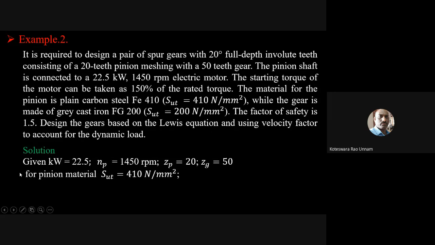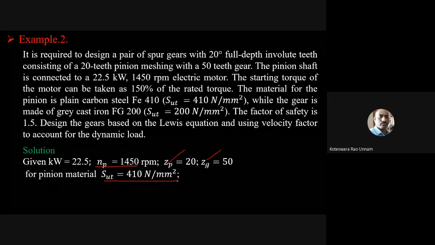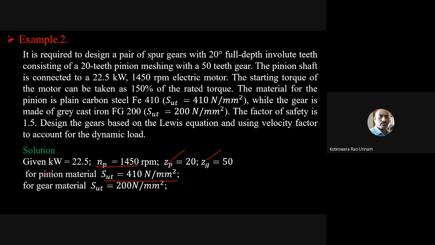Power to be transmitted is 22.5 kilowatts. Speed of the pinion is 1450 rpm. Number of teeth on pinion and gear are given as 20 and 50. SUT is given as 410 for the pinion. Then SUT for the gear is 200, because here the gear and pinion are made of two different materials. You need to decide which one is the weaker.